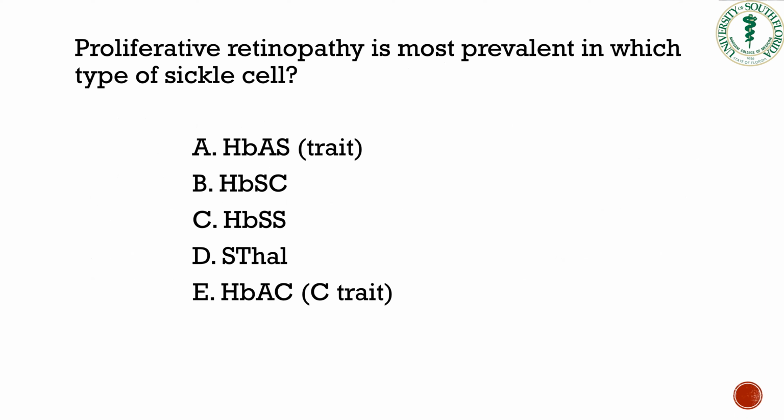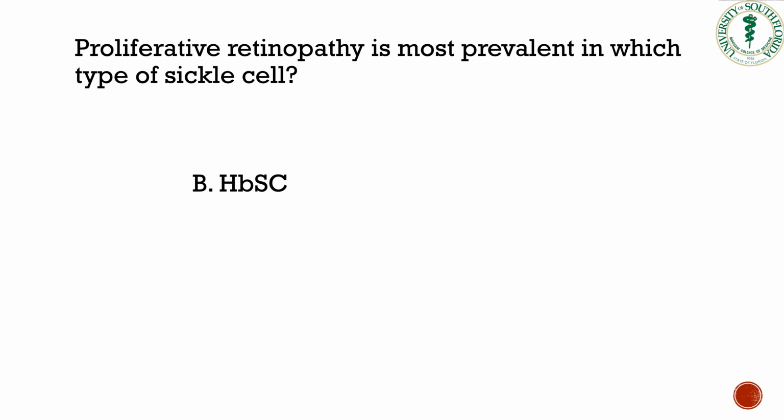Did it work? Okay, I think. All right, a quick check-in question for the residents. Proliferative retinopathy in sickle cell is most prevalent in which type? How about SC? You guys are too smart. So yes, you are correct. It's hemoglobin SC that is the most common form of proliferative sickle cell retinopathy.